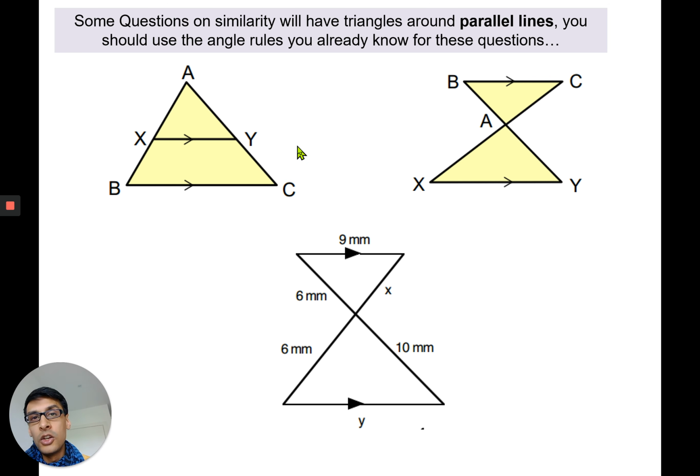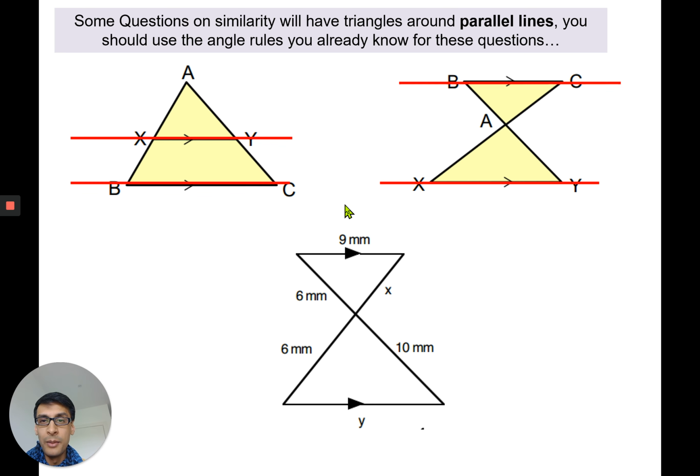We have actually gone through this in year 10. I have shown you variations of this slide, but I just want to recap it with you. Some questions on similarity will have triangles around parallel lines. You can see here there's a parallel line, so XY and BC. In both cases, BC and XY are parallel to each other, and there are triangles that form inside each. You're going to need to know that these triangles are similar to each other.